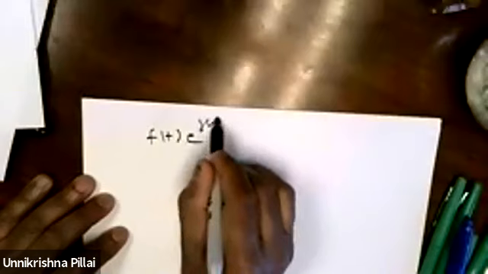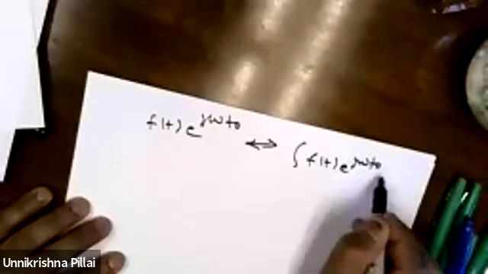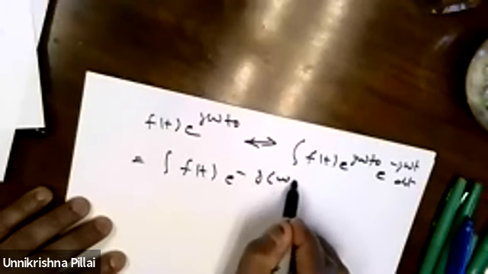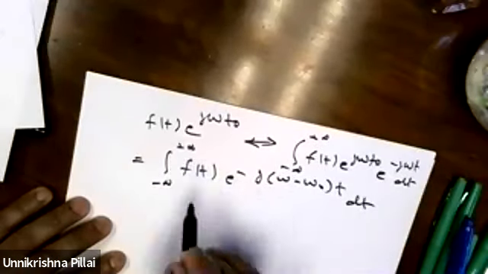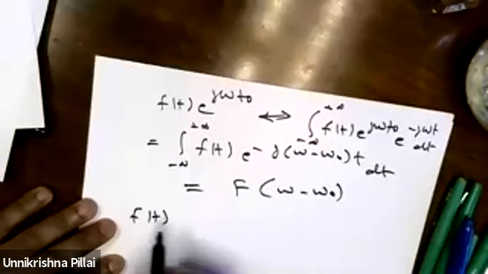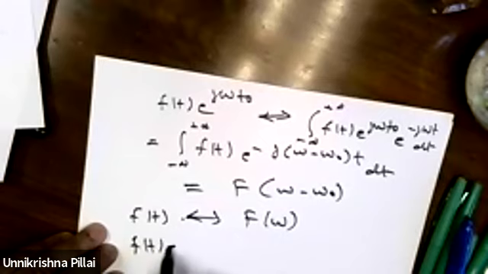Now, let's see what happens to f(t) e raised to j omega naught t. The transform of this is the integral of f(t) e raised to j omega naught t e raised to minus j omega t dt. So that is f(t) e raised to minus j (omega minus omega 0) t dt. So this is nothing but the transform evaluated at omega minus omega 0. So you get this relation: f(t) transform is capital F(omega), then f(t) e raised to j omega naught t is F(omega minus omega 0). So f(t) e raised to minus j omega naught t is F(omega plus omega 0).